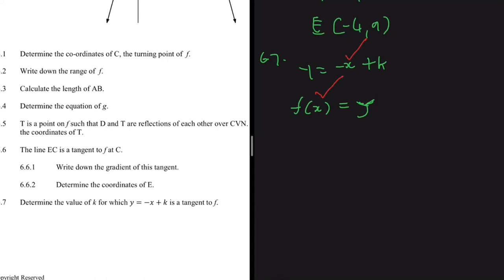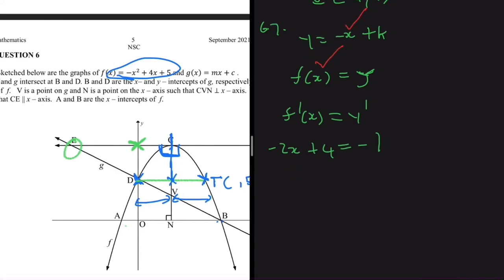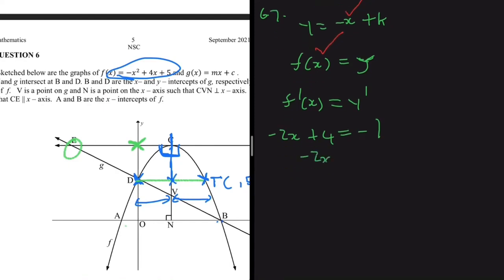This is how we can potentially determine the x value where they touch. We can equate their gradients, right? So we can say that f prime of x is equal to y prime. So if we differentiate f of x, we get minus 2x plus 4 is equal to minus 1. We're using the power rule, right? We're differentiating f of x and y. So now we can say that minus 2x is equal to minus 5. So x is equal to 5 divided by 2. So at x equals 5 divided by 2, this is where the two graphs touch, right?